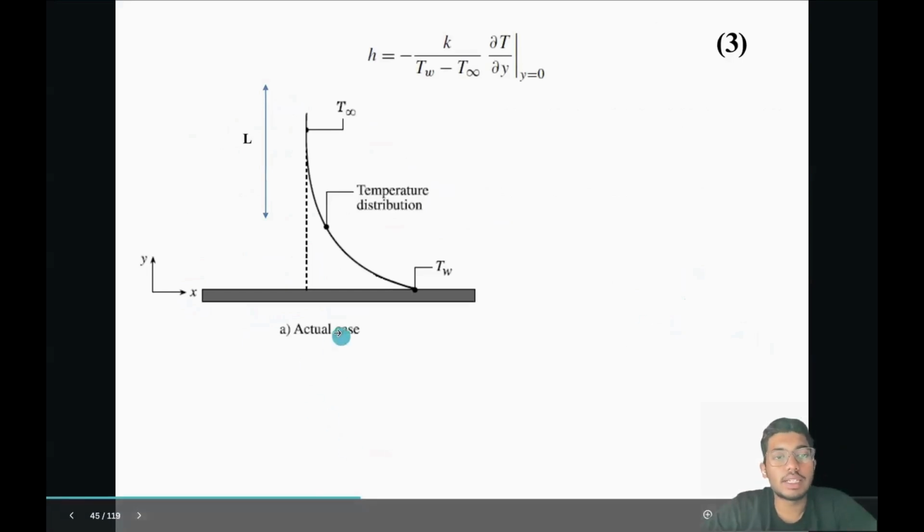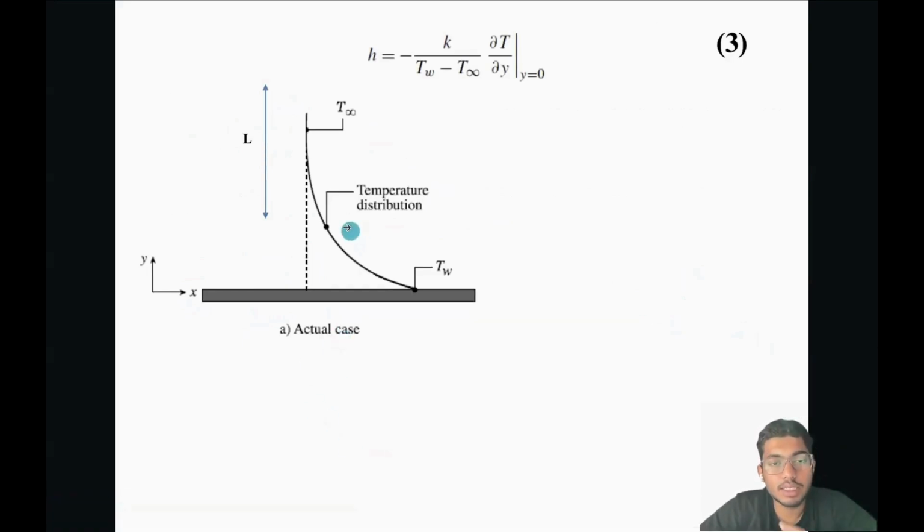Now this is the actual case. This is what actually happens at the interface. The distribution is like this. Now we have got the equation of heat transfer coefficient, that is equation number 3. So let us look into the actual case. What happens? The actual temperature distribution.